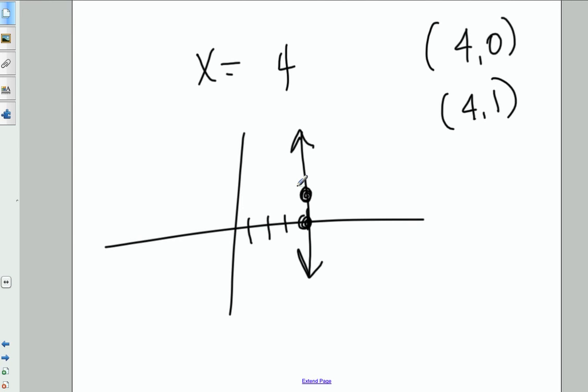Okay. All right, go ahead and open up your haiku page.